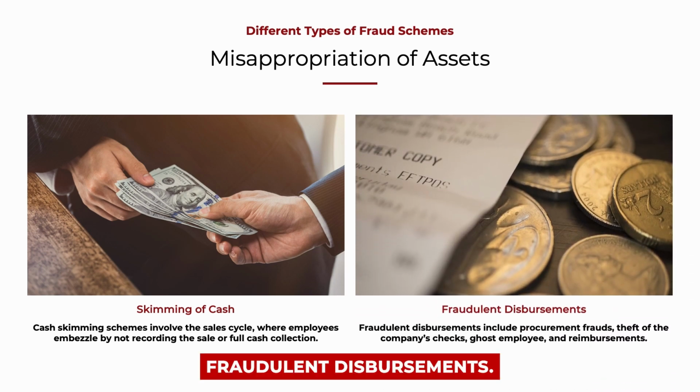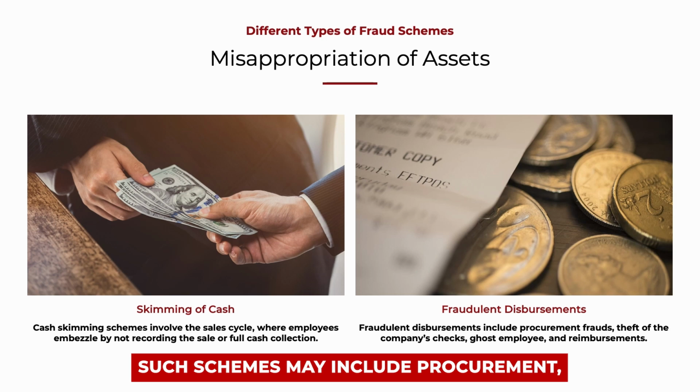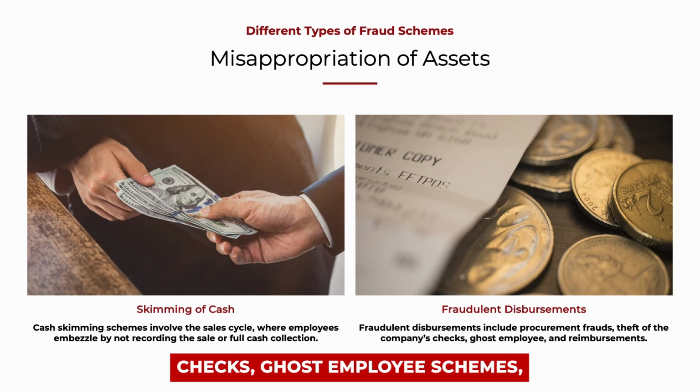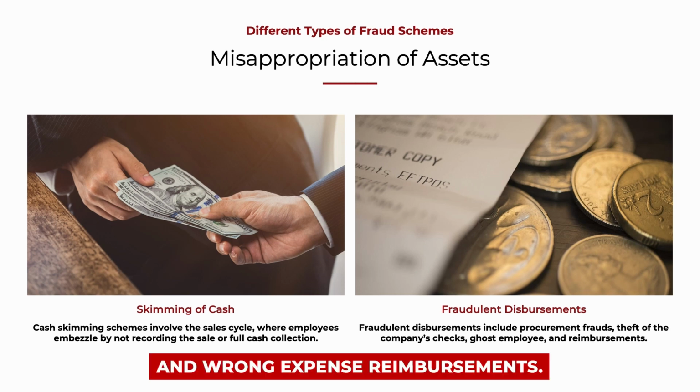Fraudulent disbursements. Such schemes may include procurement frauds, theft of the company's checks, ghost employee schemes, and wrong expense reimbursements. An example is establishing fake vendors or suppliers in the accounts payable system, or approving payments for services not received.